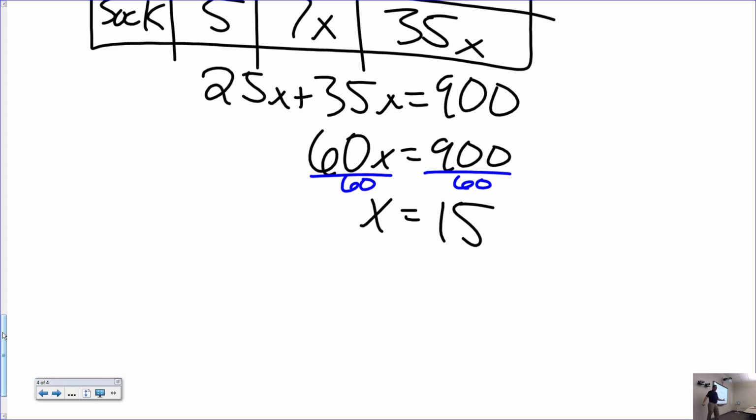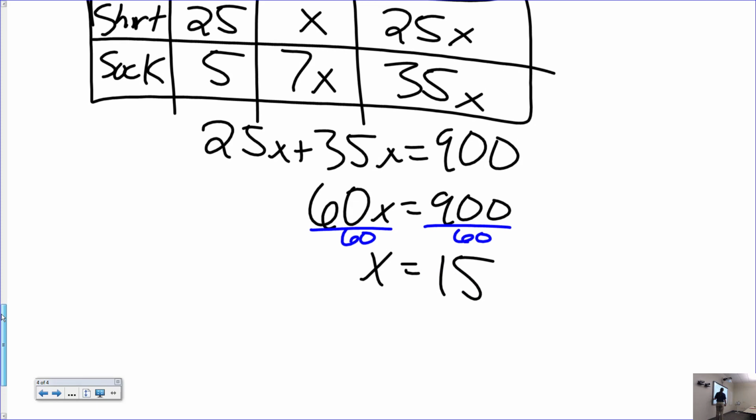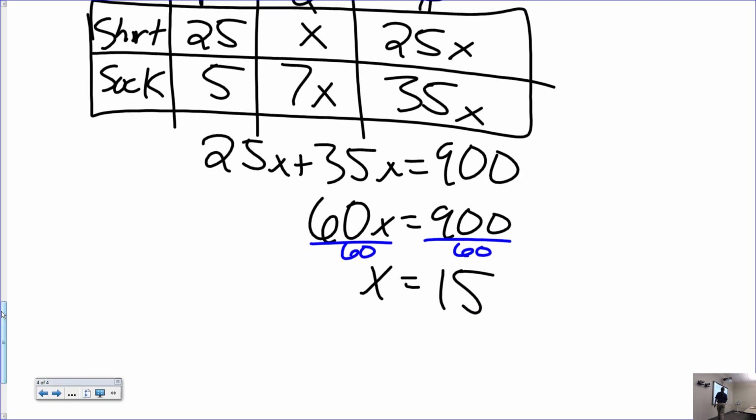X is 15. And then again, don't forget to answer the questions that I asked. What did I ask? How many of each? And how many of each did I buy? So what does X represent? Shirts. 15 shirts.